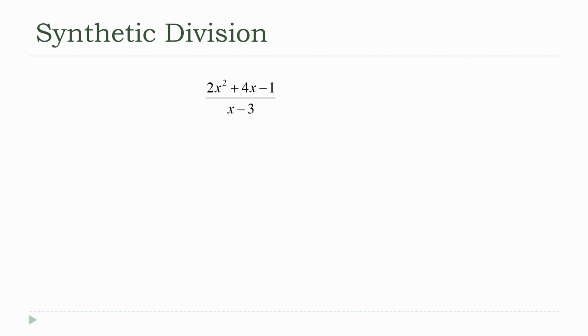So I have, just for my example, 2x squared plus 4x minus 1, and I want to divide that by x minus 3. And so the way we do this is I'm going to start by writing out the coefficients. 2, 4, negative 1, and the 3 from the denominator goes on the outside. Okay, so the first step, we just bring down the leading coefficient. Right, then for the second step, we multiply the leading coefficient by that 3, that gives us 6, and then we add down, and that gives me 10.